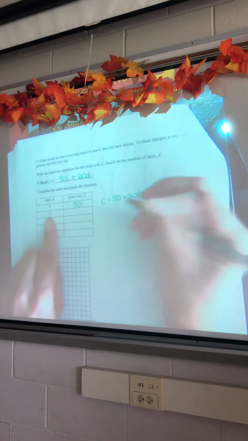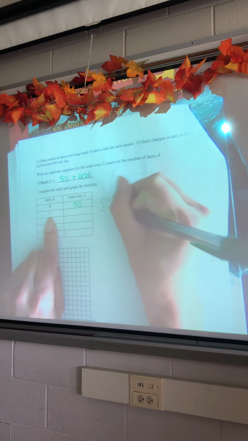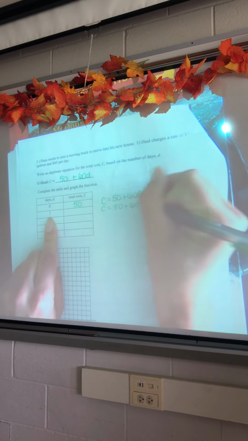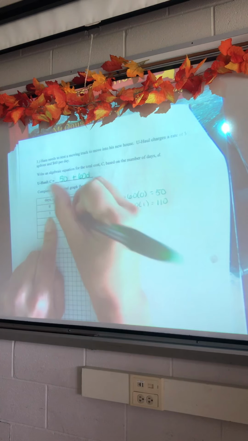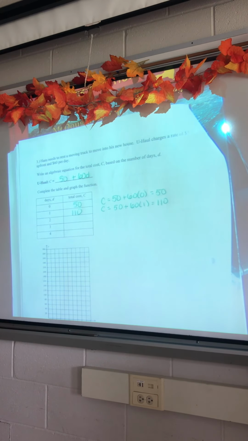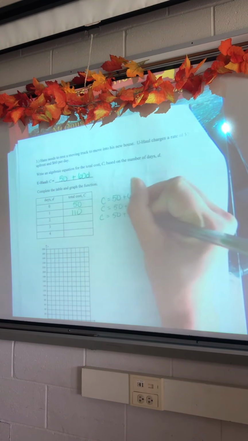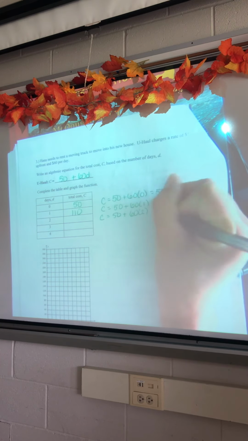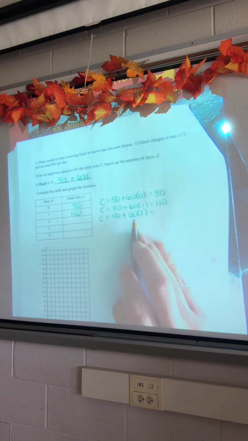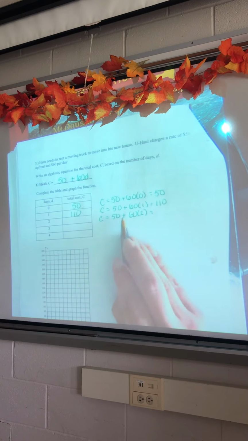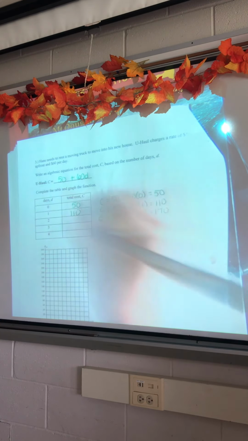So now, if I used it for 1 day, I'm going to plug 1 in where the D was in the equation. So now I have 60 times 1, which would be 60, plus 50, which is 110. So for my first day, I would be paying $110 for the U-Haul. If I had the U-Haul for 2 days, where the D was for the number of days, I'm plugging in 2. So 60 times 2 is 120, plus 50 should give me 170.